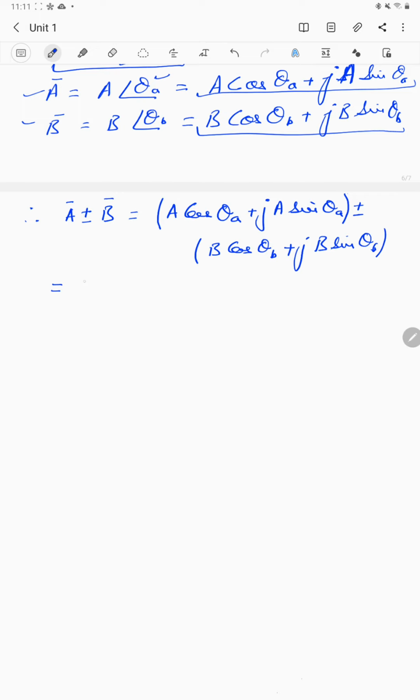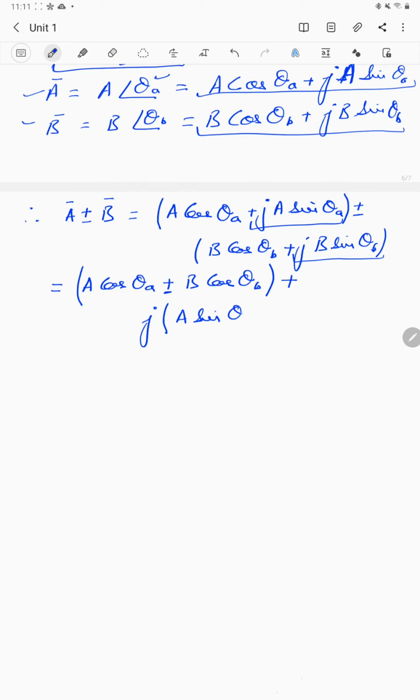Now after simplifying this, ये आपका हो जाएगा A cos theta A plus or minus B cos theta B, plus j. इन दोनों क्वांटिटी से हम लोग j कॉमन ले लेंगे, तो आपका आ जाएगा A sin theta A plus or minus B sin theta B. Now finally we are getting this after adding or subtracting.